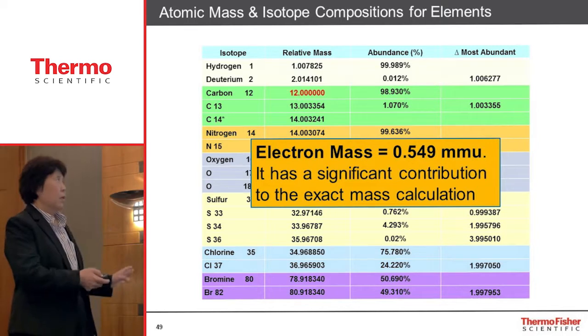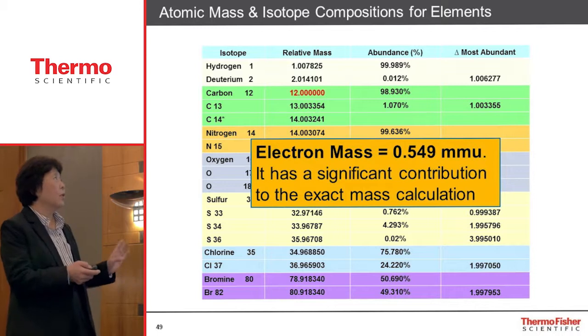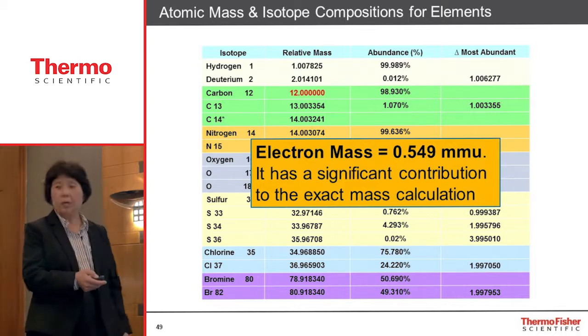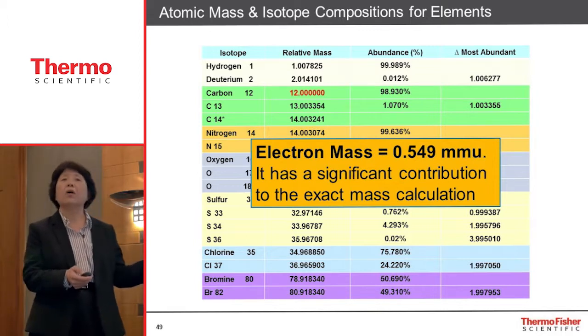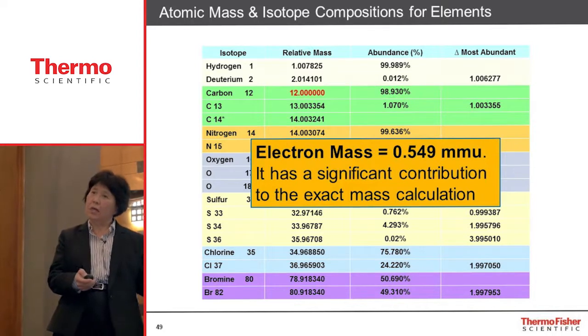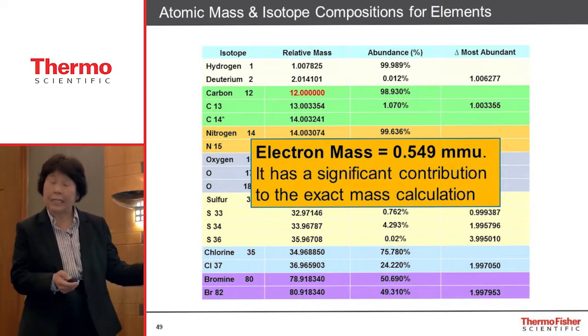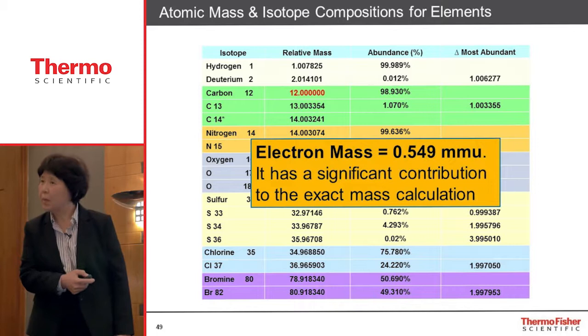Also, electron mass. Normally we don't think about it, but it's very important when you do your exact mass calculation. Those hair-splitting details are not our concern normally. But when you try to figure out the unknown structure of your extractable or leachable, the first thing you need to do is determine the right elemental composition. Those are the exact information you need, and that information can only be obtained by high-resolution mass spec.